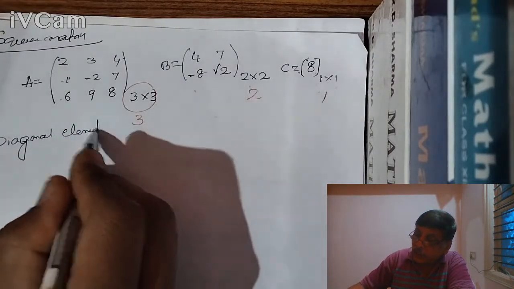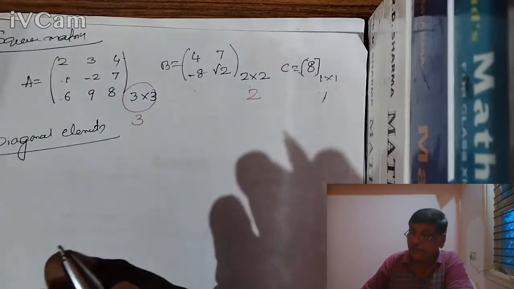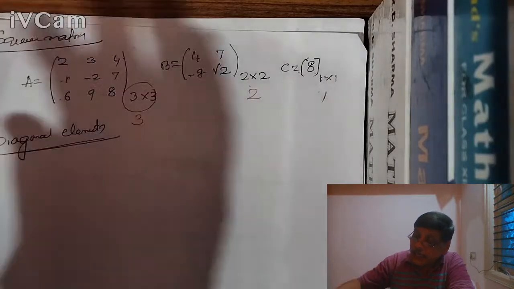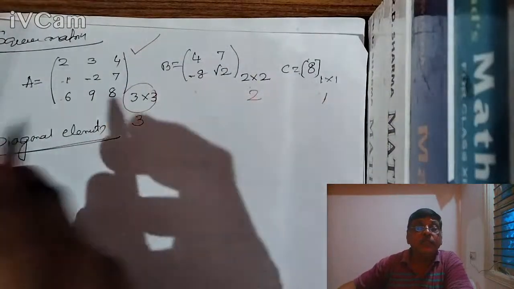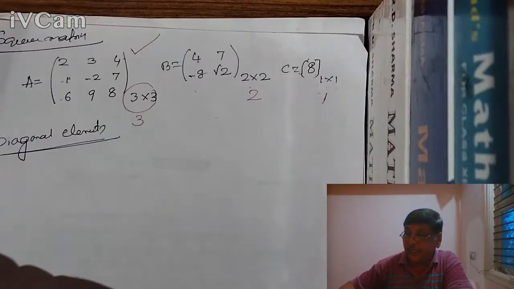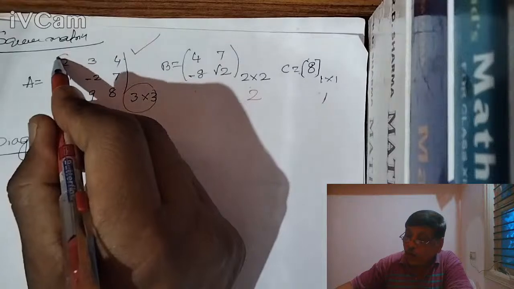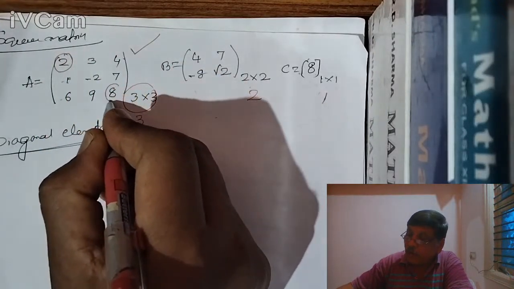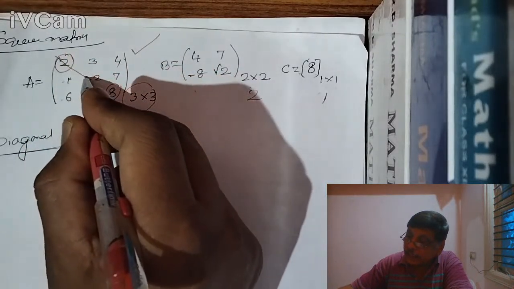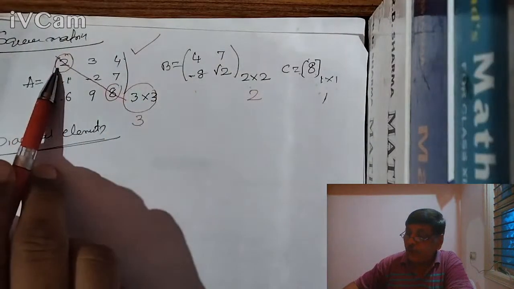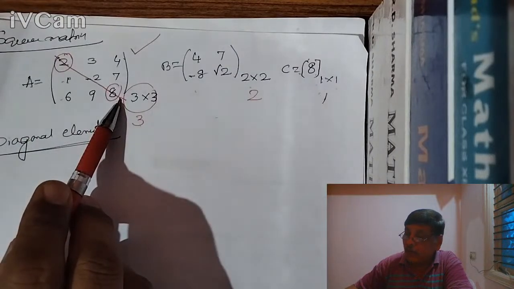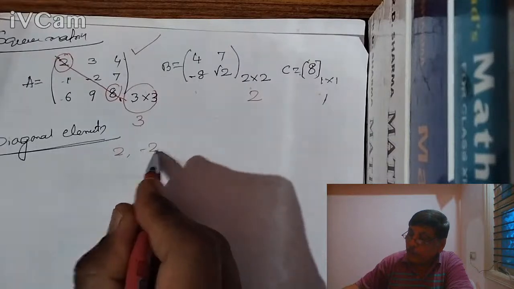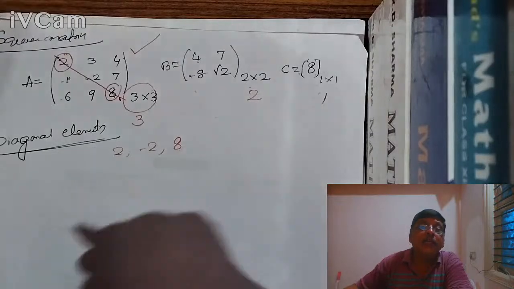Diagonal elements. Not diagonal matrix. I am not discussing the diagonal matrix; that will come later. Diagonal elements. So what do you mean by diagonal elements? In a square matrix, see here in this example, the entries from the left top corner to the right bottom corner, the elements like this, are called diagonal elements. Here 2, -2, 8 are called diagonal elements.